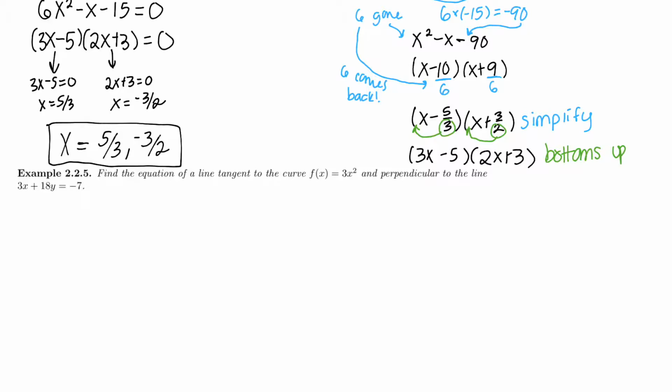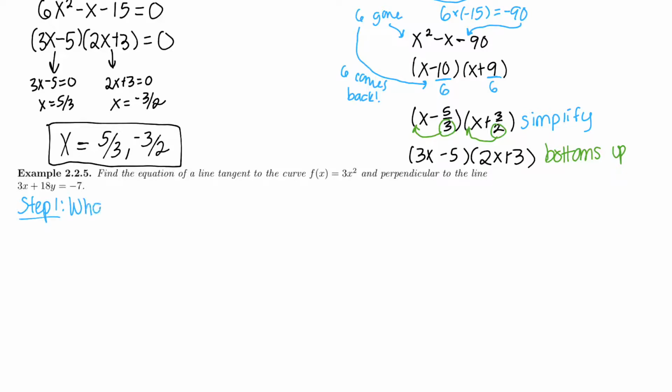For example 2.2.5, find the equation of a line tangent to the curve f of x equals 3x squared and perpendicular to the line 3x plus 18y equals negative 7. So there's a lot here, right? We need to know what slope we're looking for. So our first real issue is step 1.